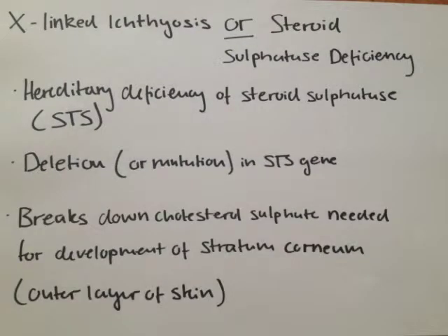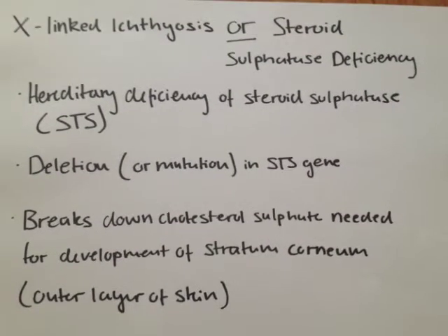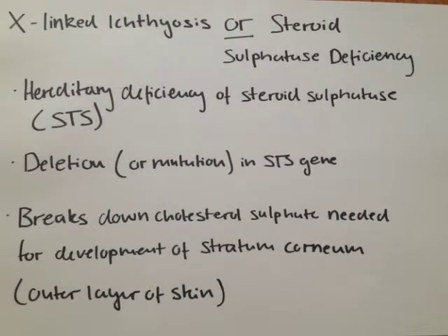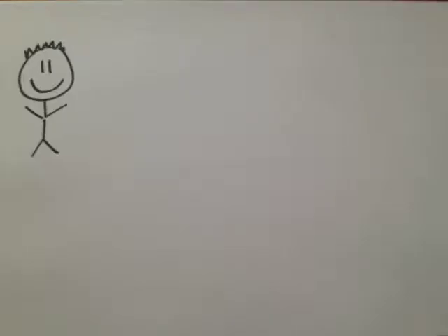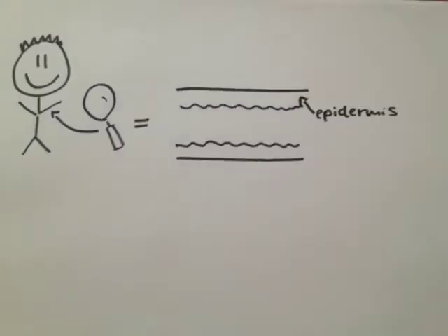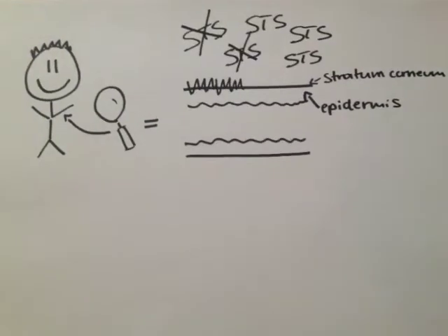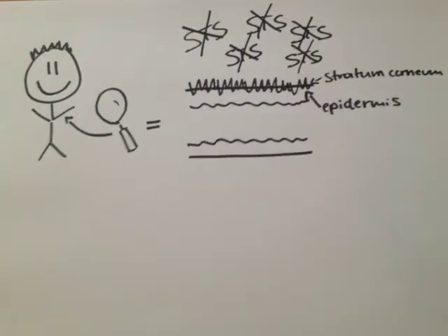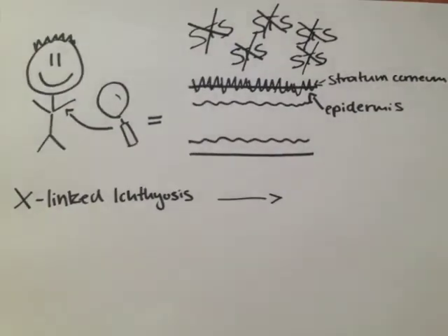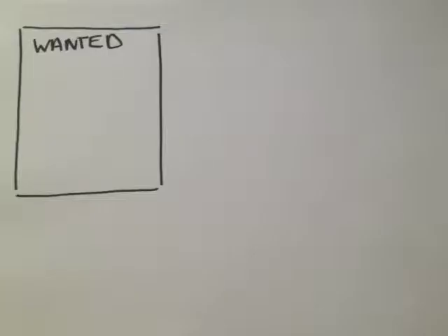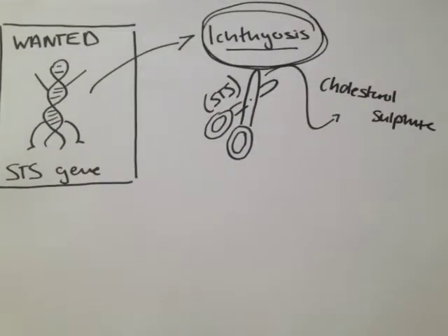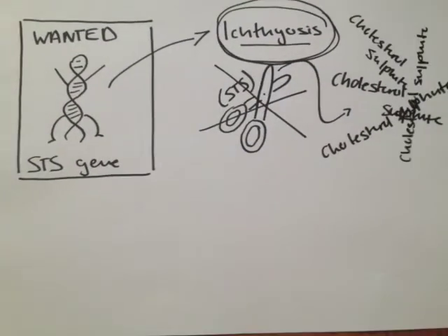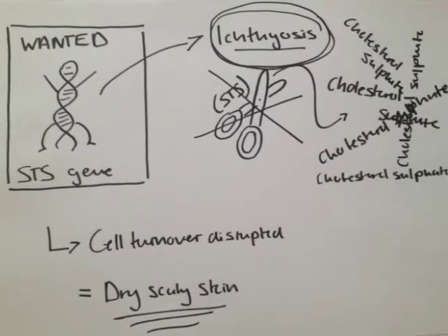This gene is responsible for breaking down cholesterol sulfate, which is needed for the development of the stratum corneum, or the outer layer of skin. And without this gene, you have dry and scaly skin. Looking more closely, the stratum corneum lies just on top of the epidermis, and the deletion of the STS gene interferes with the normal skin barrier, all because of the missing STS gene. This gene enables the breakdown of cholesterol sulfate to cholesterol. Without this, the buildup of cholesterol sulfate disrupts cell turnover, causing dry and scaly skin.